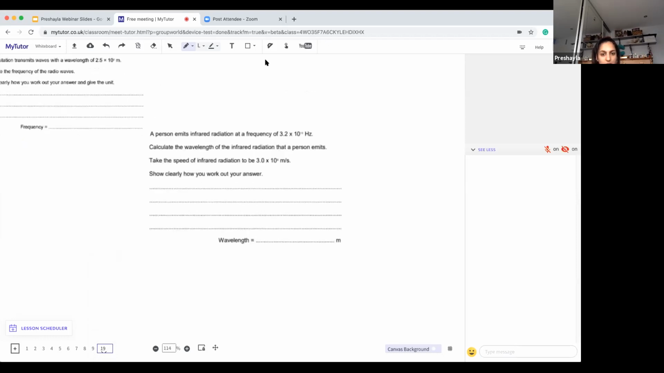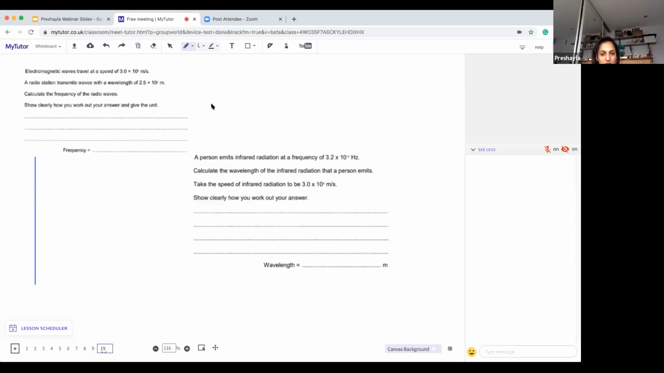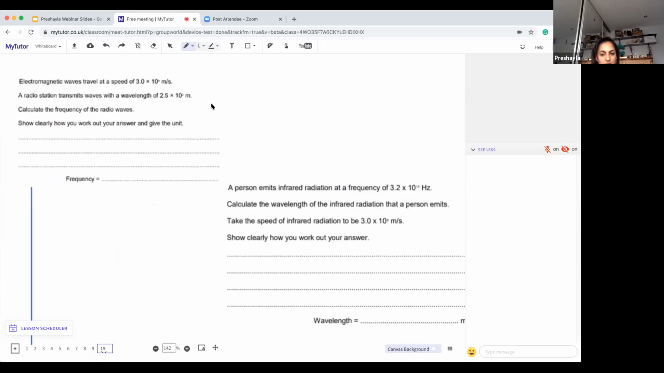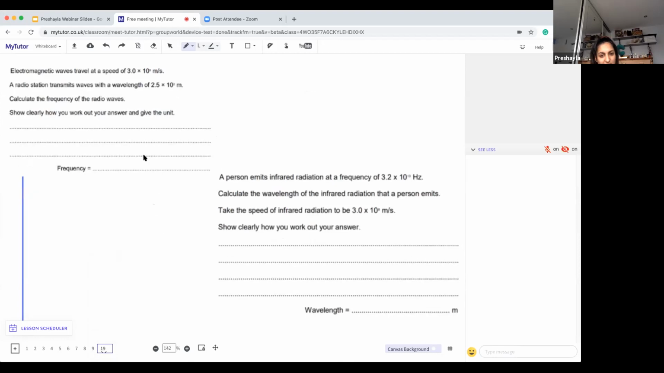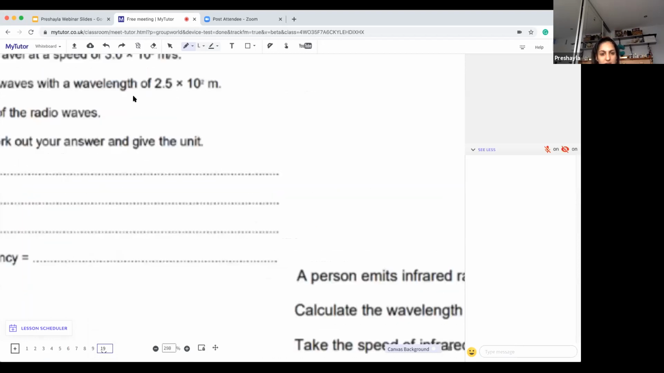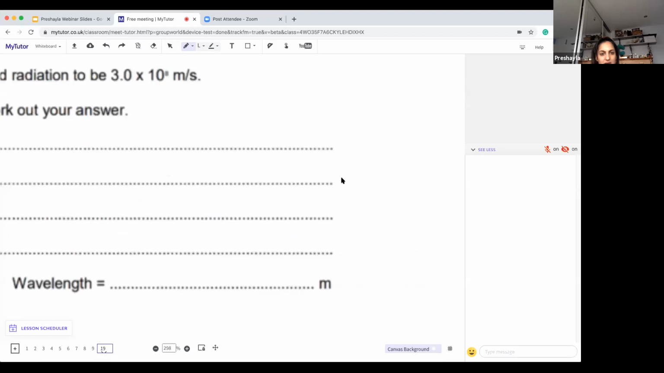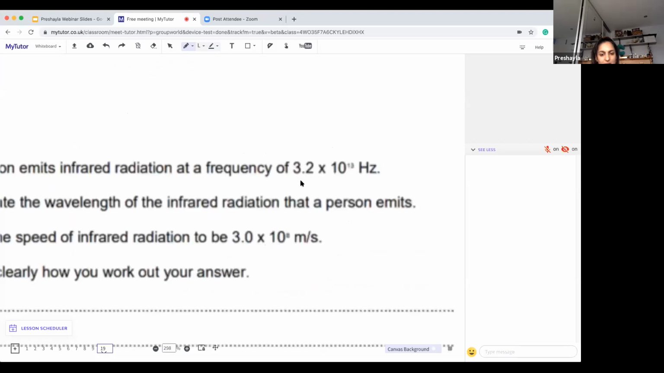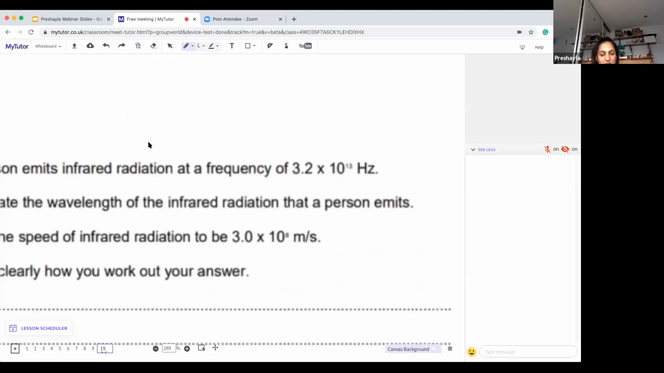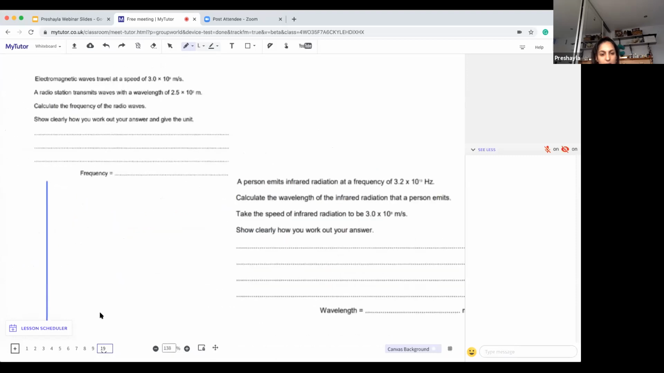Now we won't do another mathsy question, but I will leave them on the screen so that when you watch the video back, you can pause it and have a go at home. And I will zoom in so that you can see the numbers. So 3 times 10 to the 8, 2.5 times 10 to the 2, and again 3 times 10 to the 8, and 3.2 times 10 to the 13. So do have a go at those at home.